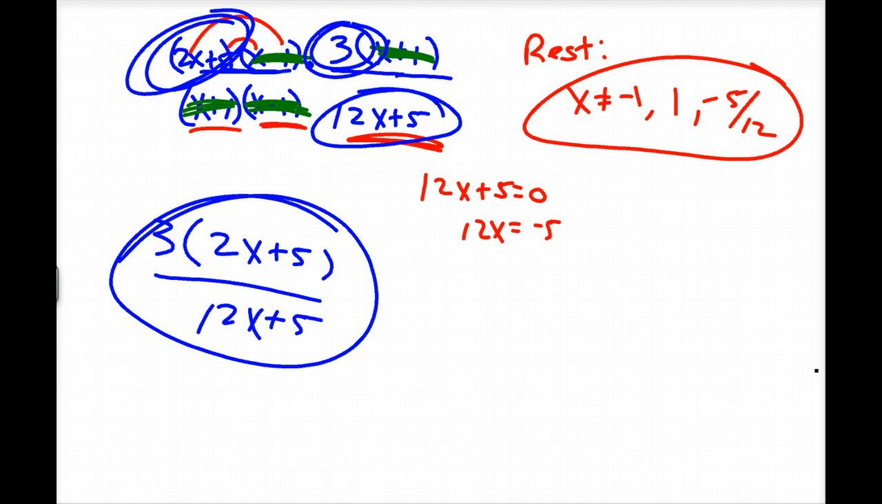So my final answer makes it look like the only restriction would be negative 5 twelfths. But you've got to think about the beginning setup when you're coming up with your restrictions, or with the graphs we did in the previous lesson, the discontinuity.